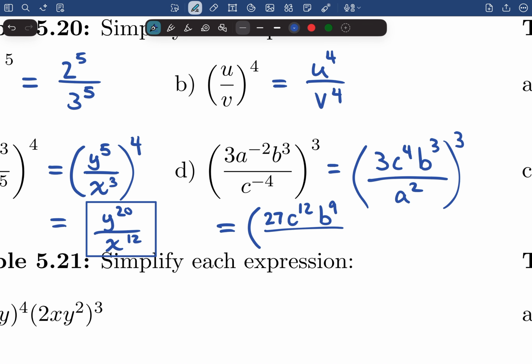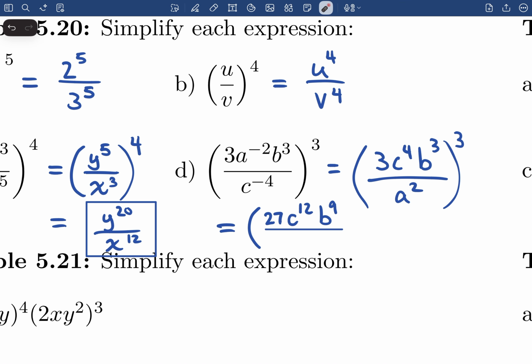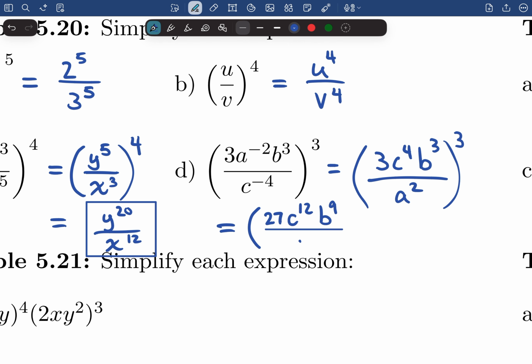And then I divide that by a squared cubed. So 2 times 3 gives me 6. I've got a to the 6th power. There I go. And this is as far as I can take it. And in fact, I'll drop the parentheses since I've applied the exterior exponent to it. Okay, and then that's my final result.